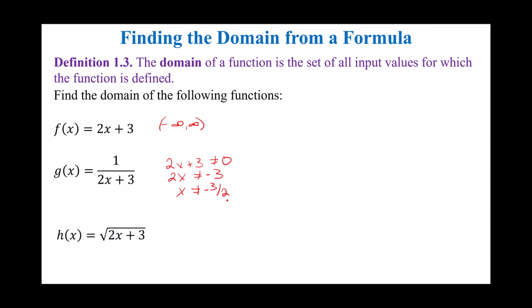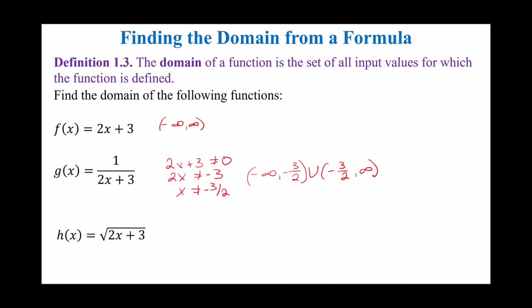So how do I write that in interval notation? So -infinity to -3/2. X can be anything in the interval from -infinity to -3/2. And it can be anything bigger than -3/2 also. Just not -3/2 itself. -3/2 is the only number that makes g of x undefined.